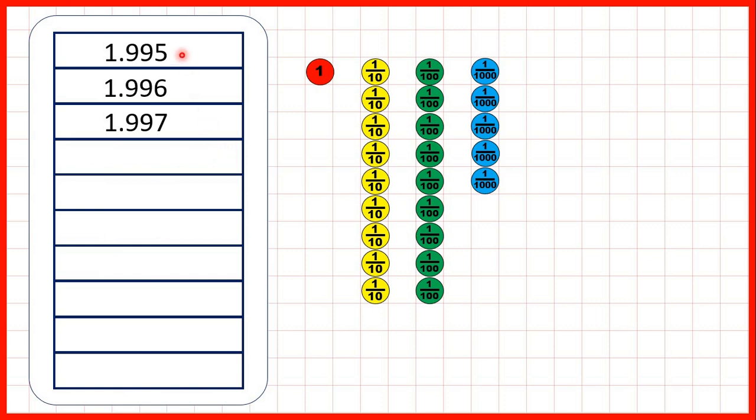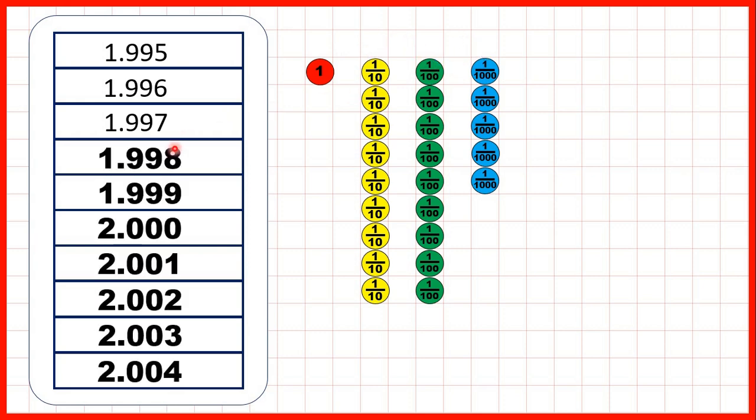Finally, we have 1.995, so 1 whole, 9/10ths, 9/100ths and 5/1000ths. If we complete the sequence, you can see that we get 2.000. But if you have a decimal point and then zeros on the end of a number, you have a whole number. So 2.000 is just the number 2.